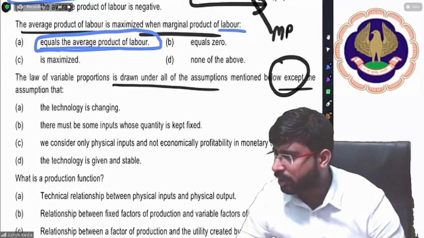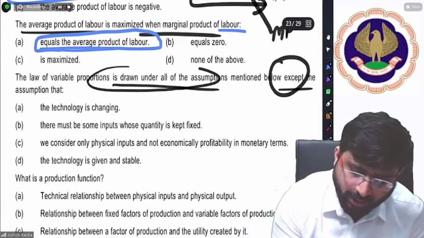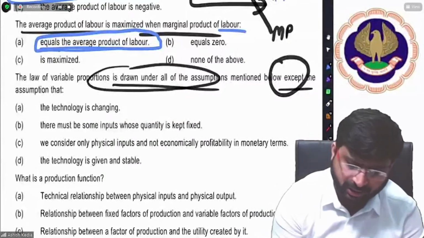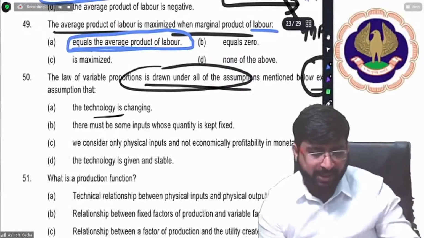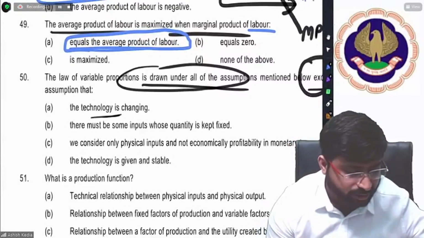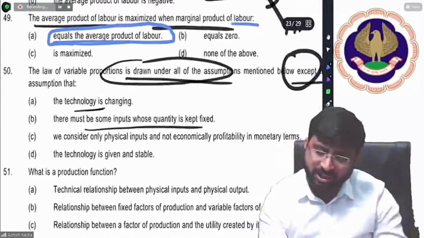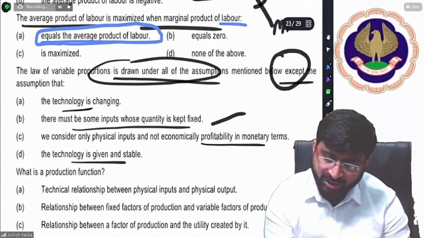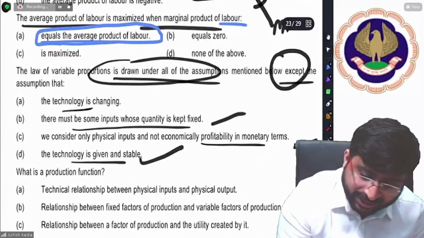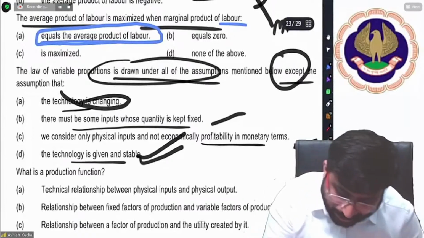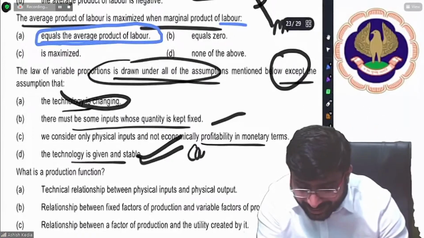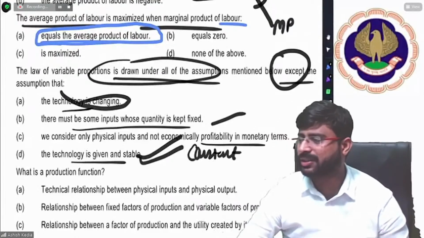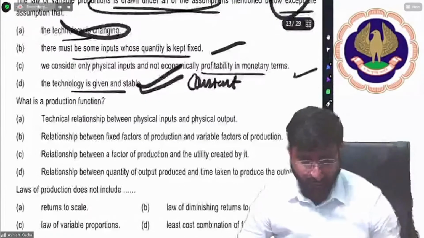So my dear friends, let's see. The law of variable proportion is drawn under all the assumptions mentioned below, except the assumption that, see, changing technology. Pay attention, friends. There must be some inputs whose quantity is fixed. Yes, this is correct. We consider inputs are not economically profitable. Correct. The technology is given and stable. Yes. Changing is not an assumption. It's the opposite. Technology is stable, constant. Constant technology is the assumption. Okay, got it.